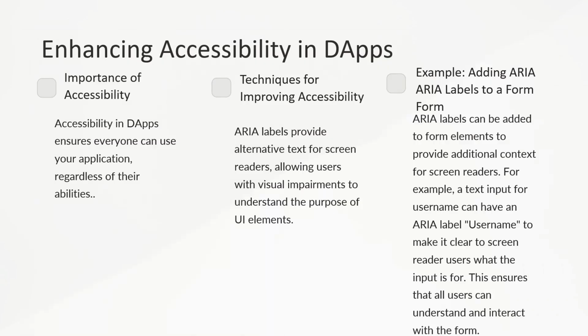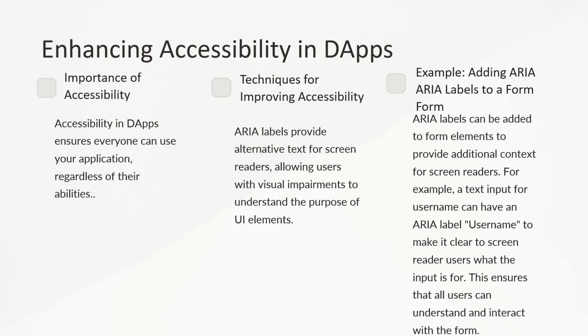Let us now look into enhancing accessibility in DApps. Accessibility in DApps ensures everyone can use your application regardless of their abilities. Accessibility is not just a legal requirement, it's about creating a better user experience for everyone. DApps designed with accessibility in mind are more inclusive and reach a wider audience. Several techniques can be used to improve accessibility in DApps.